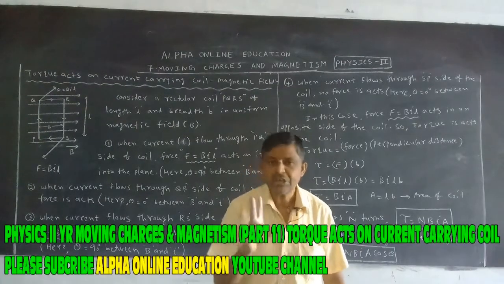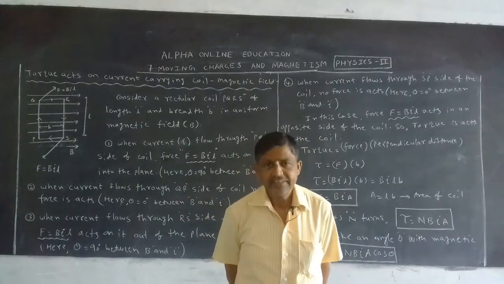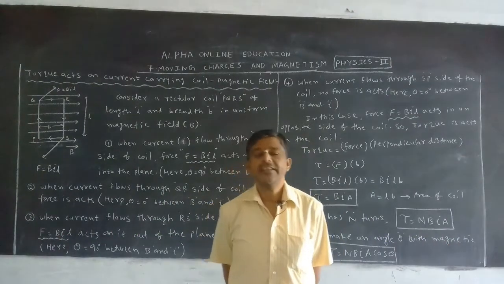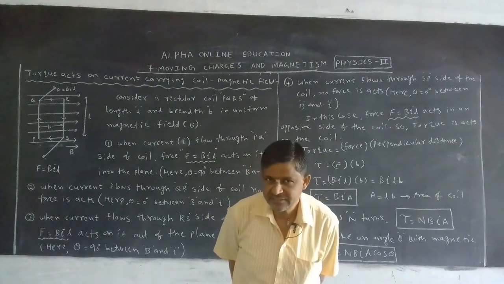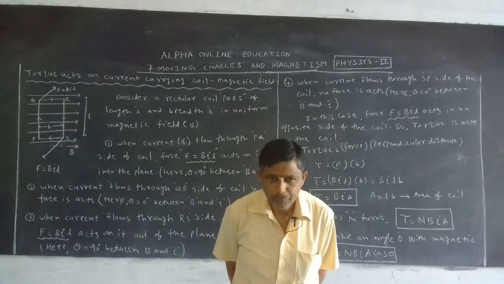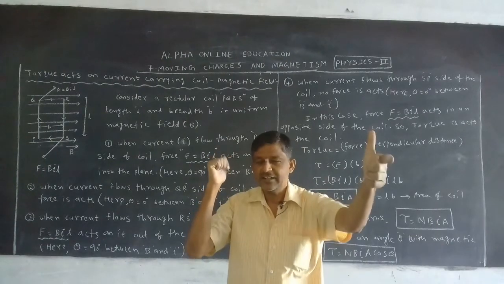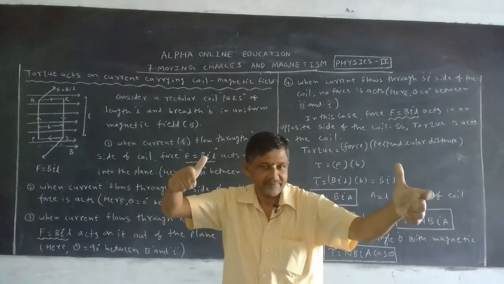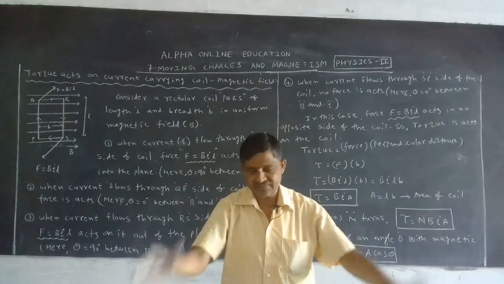When two equal forces act on an object in opposite directions, torque is experienced on it. Now, what is the equation for the torque? Torque is equal to force into perpendicular distance. One force acts in this direction, another force acts in this direction. For these two forces, this is the perpendicular. The torque is force into perpendicular distance.